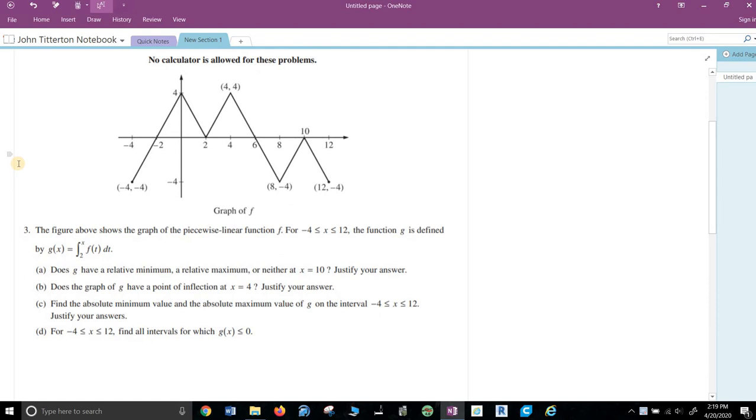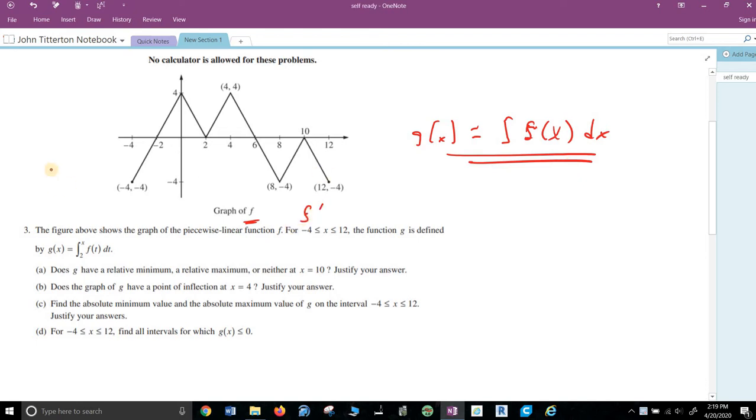And the first thing you have to do is say, okay, this is F, and G is the integral of F dx. So basically we're looking at the derivative graph. We could almost say this is F prime, and they're going to ask questions about F, but that would just get very confusing, so I'm not going to do that. So does G have a relative max or min at x equals 10? I'm going immediately with neither because I've been doing these problems recently.